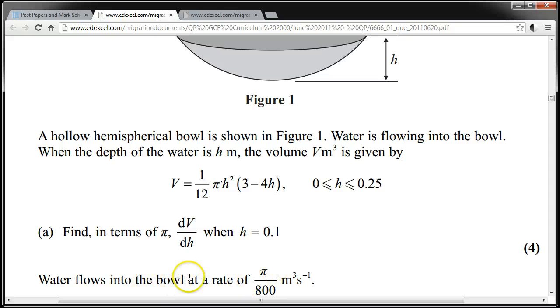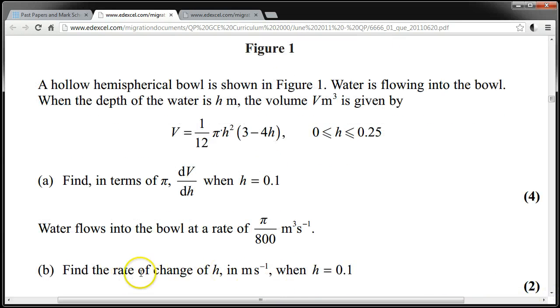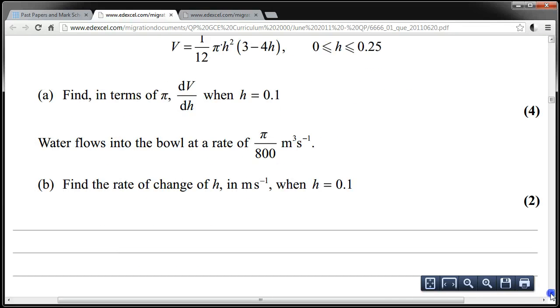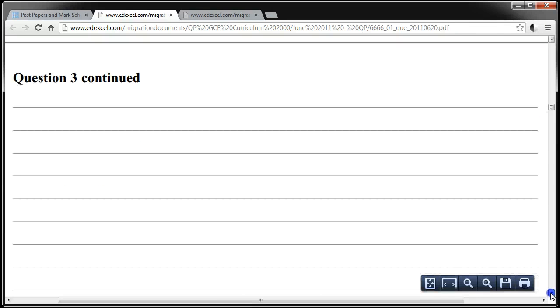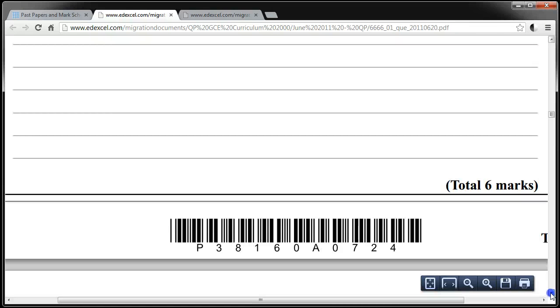Water flows in, so that would be at a rate of, this is meters cubed per second, so dV/dt equals this, doesn't it? And then it's asked to find the rate of change, so we want to find dh/dt. So you're going to have to use rules of differentiation there to work out dh/dt. So it shouldn't be too bad for that one. Nice question really, in principle.